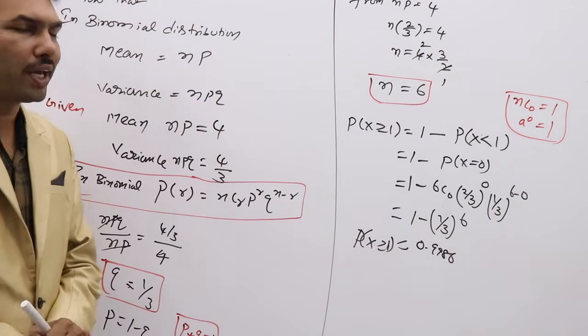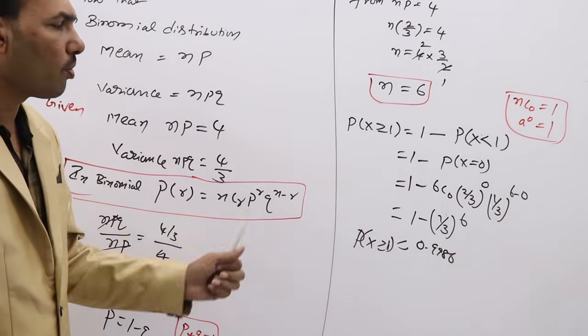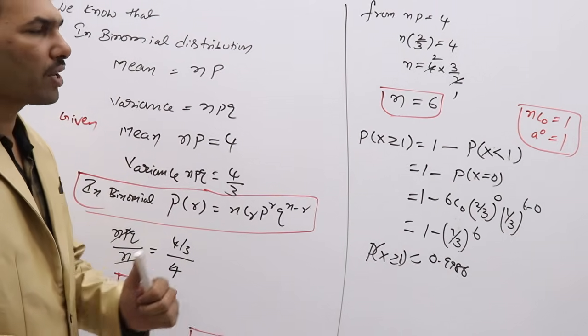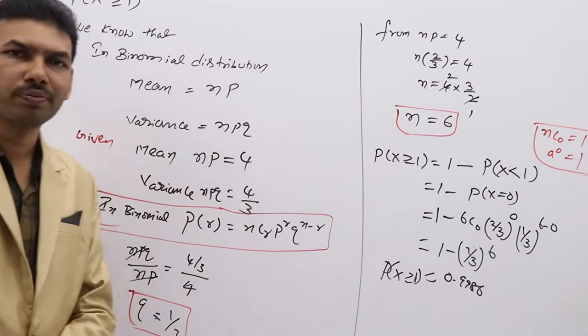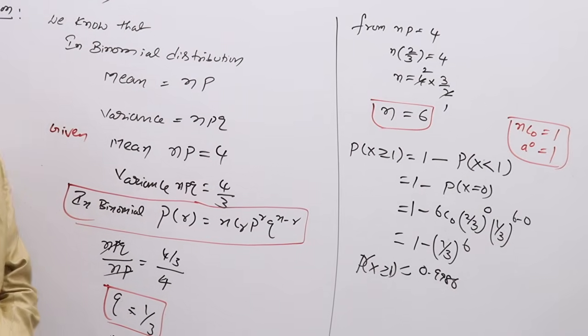This is a probability, it should lie between 0 and 1, so the value should be less than 1. 0.99 is the probability of x greater than or equal to 1. Any doubts you may express here, anywhere.